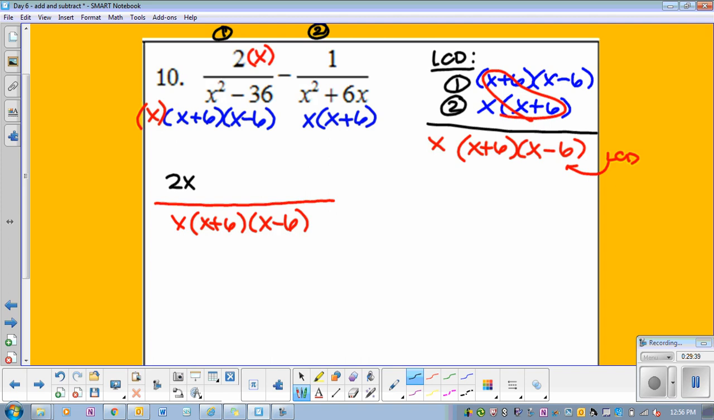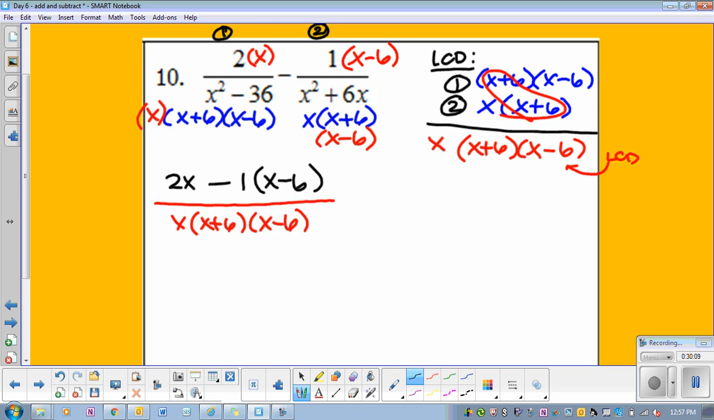Oh, and look at this. What operation is this? Subtraction. So minus. Okay. What is the second fraction missing? It's missing the x minus 6. Oh my goodness. Look at that. Minus 1 times x minus 6, right? Minus 1 times the x minus 6, right?